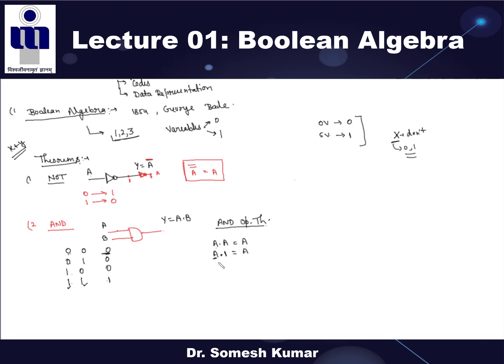Clear? Now what is the output in this case? Both the inputs are opposite, 0 1, 1 0, then output is always 0, right? This is your AND operation theorem.